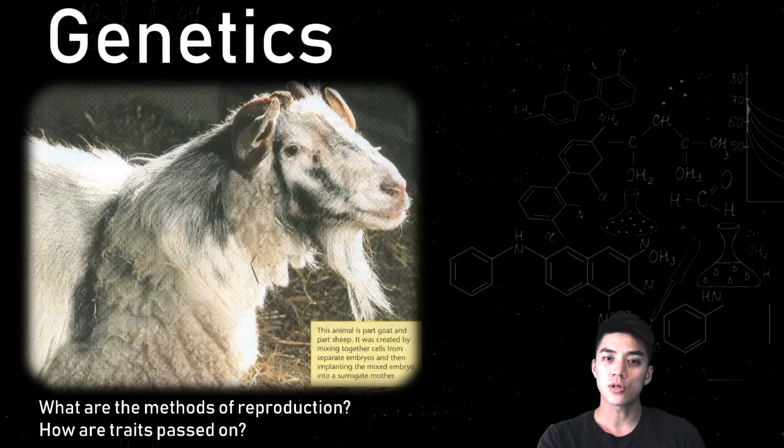This animal is part goat and part sheep. It's created by mixing the cells of separate embryos and implanting that embryo into a surrogate mother.